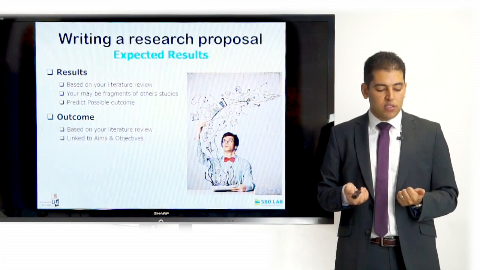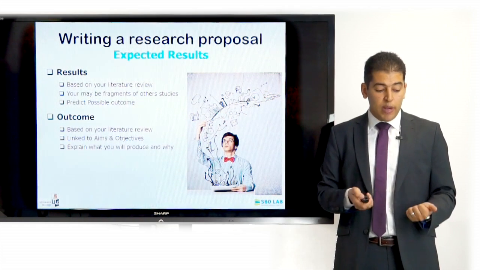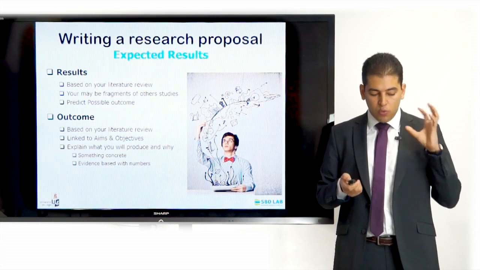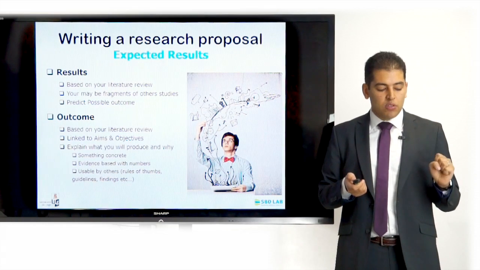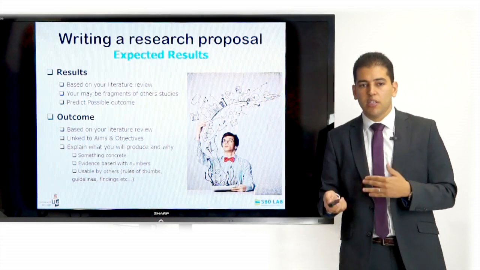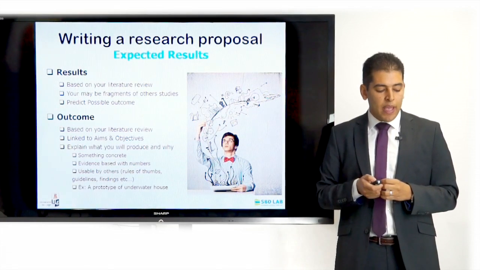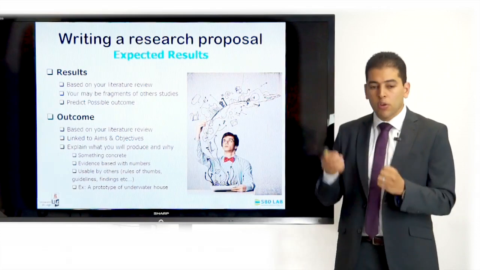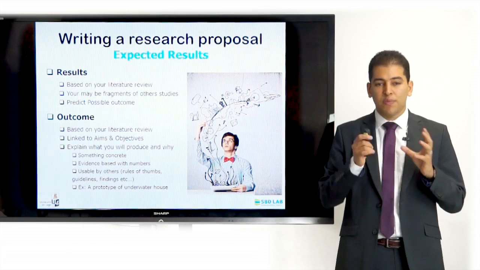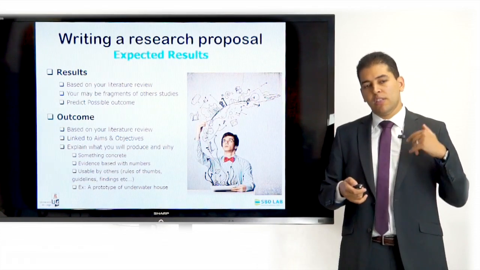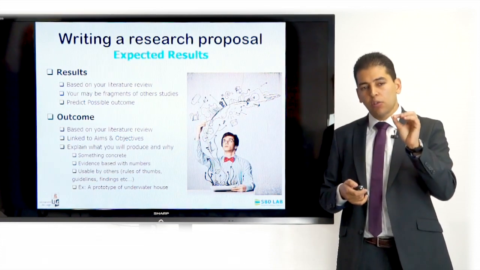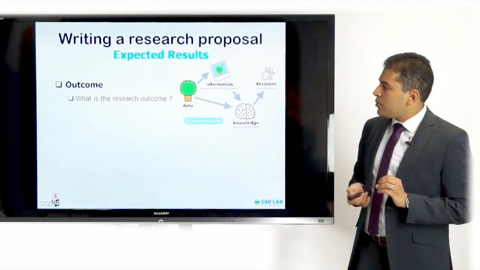You have to be based on the literature review, linked to the aims and objectives, and explain what you will be producing, something concrete, evidence-based with numbers. You have to define how it is going to be usable. Is it some rules of thumb? Is it findings? Is it guidelines? Is it advice? Is it a strategy? For example, you can say we're going to come up with a prototype, with a design concept, with a solution. These are all important to define in the expected results. So it's not meant that you will say exactly what will come out from the study, but you will define what parameters, what outcomes you are looking at. And these are examples of outcomes.